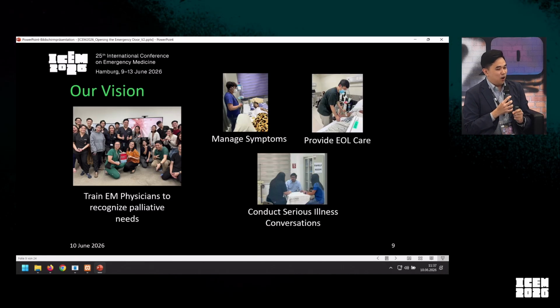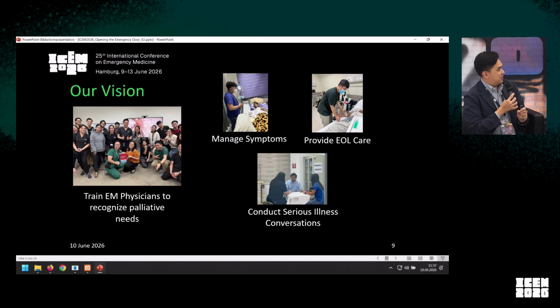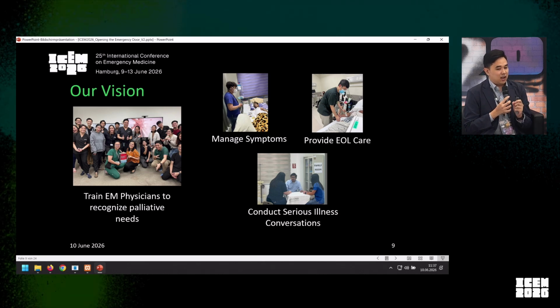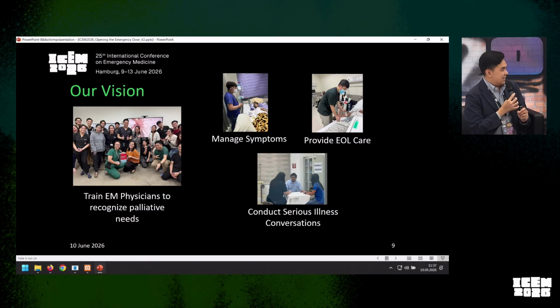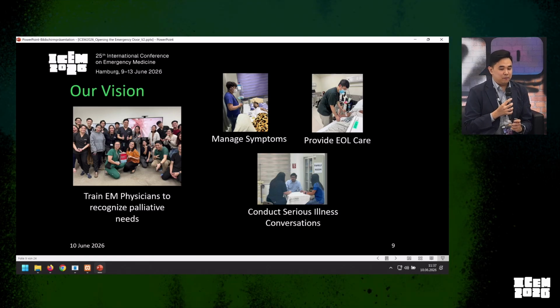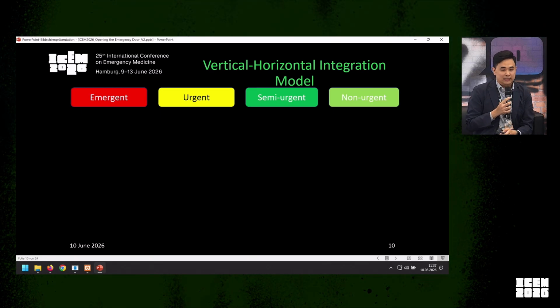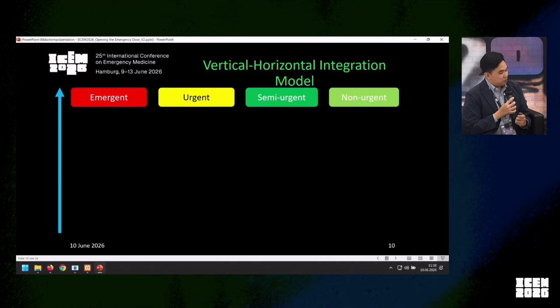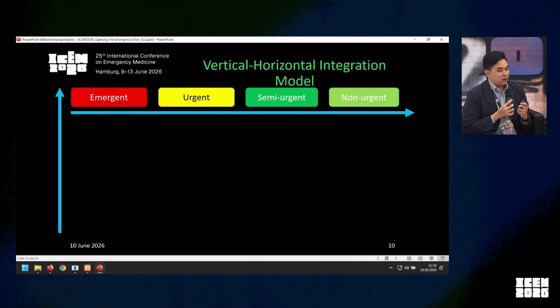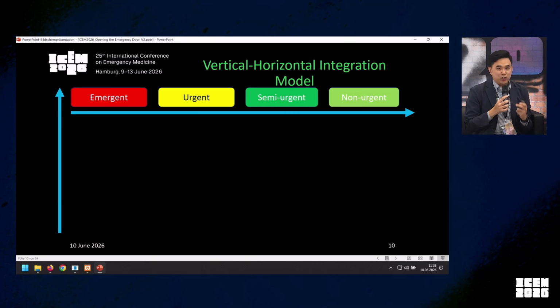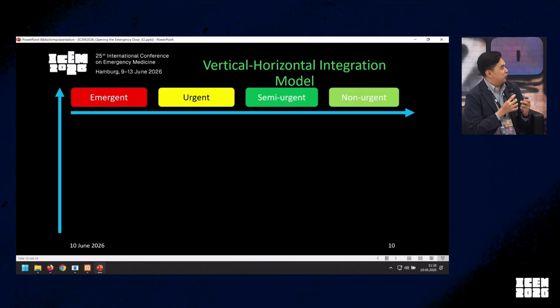These are most of the things that they address. They manage symptoms, they provide end-of-life care, and they conduct serious illness conversations in the ED. And how did we do it? Let me share with you how we started by creating a vertical horizontal integration model. Vertically and horizontally, because in all forms or in all acuity, we should be able to manage them.